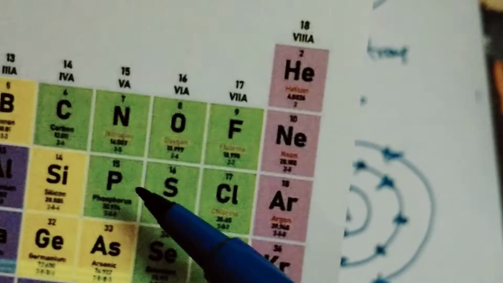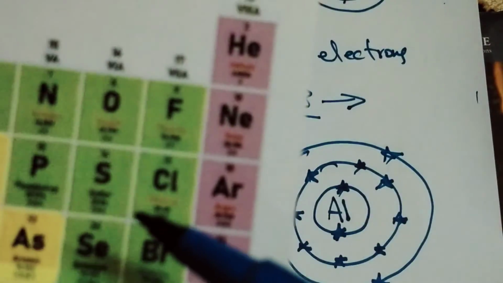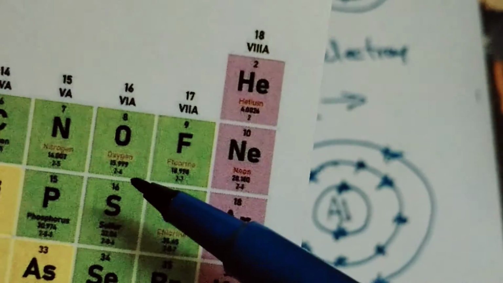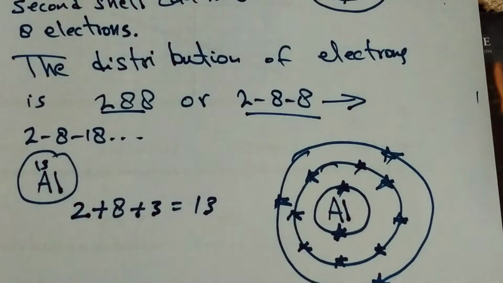Let's choose any element from the periodic table. For example, sulfur. We have sulfur here. Anyone you can choose, my dear, it is not any issue. Sulfur, how many electrons do we have? 16. Sulfur, S, has 16.